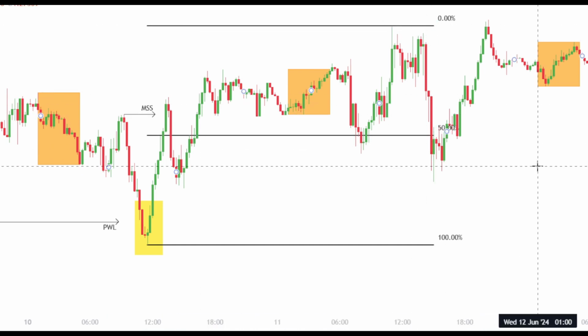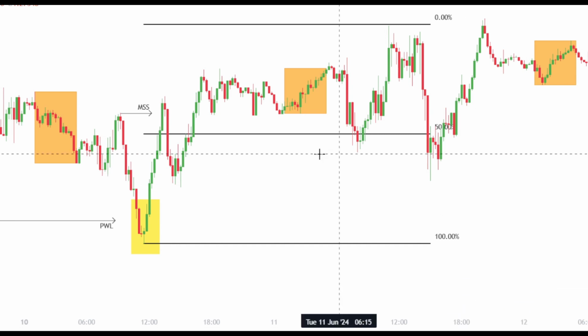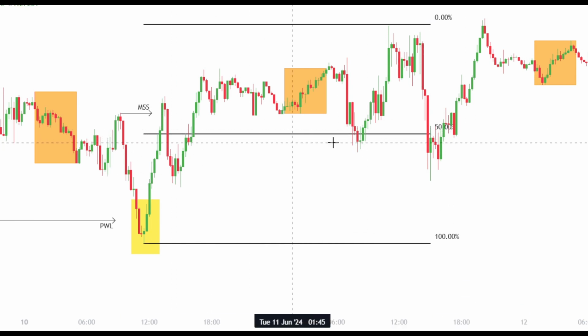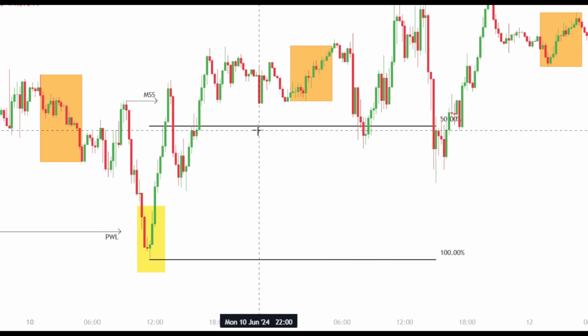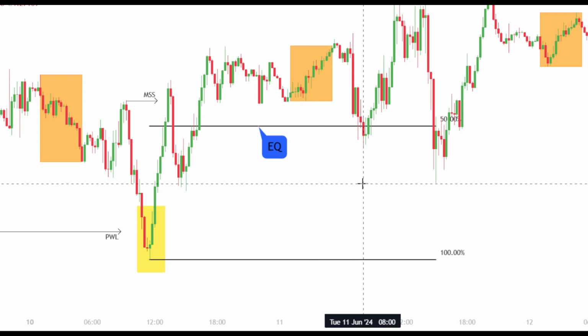Our job is to key off a fair value gap in the discount. This line over here represents the equilibrium, the equilibrium pricing. Let's label that EQ. The EQ is very simple. Anything below the EQ is a discount, and it's the discounted regions that we want to buy from.